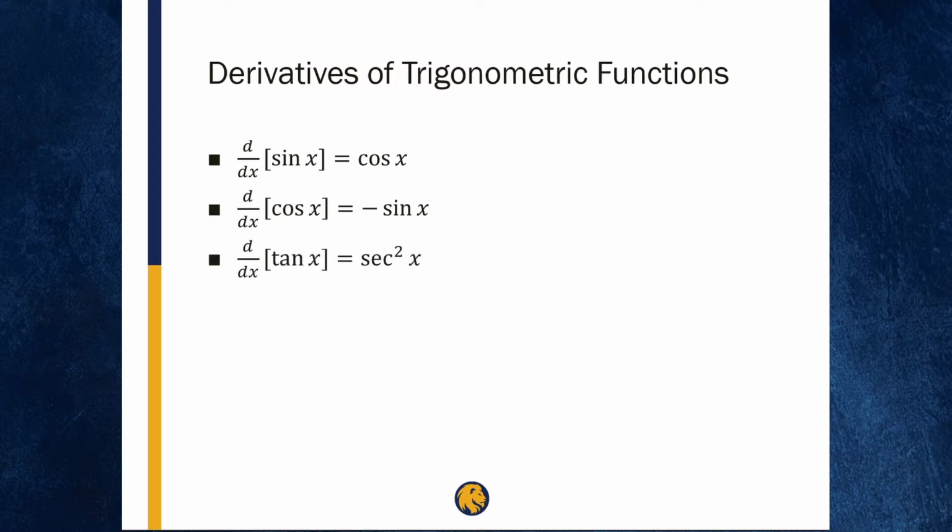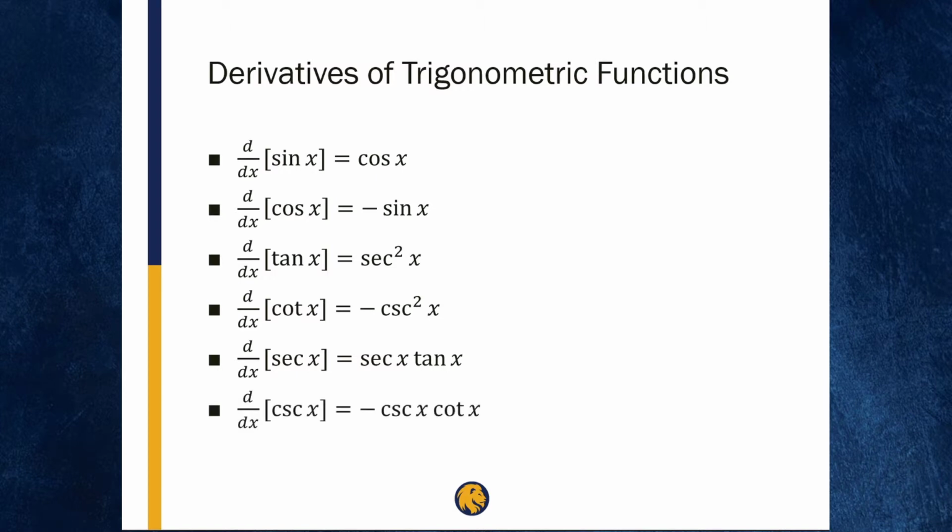Derivative of tangent x is secant squared x. Derivative of cotangent x is negative cosecant squared x. Derivative of secant x is equal to secant x tangent x. And finally, the derivative of cosecant x is equal to negative cosecant x cotangent x. And so these are the derivatives of the 6 trigonometric functions.